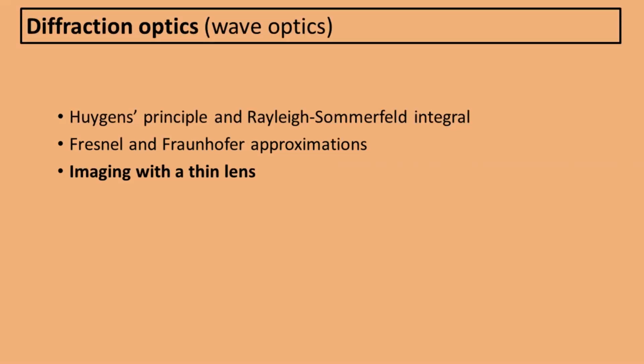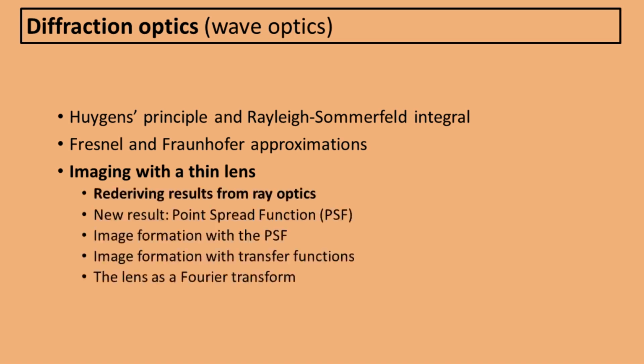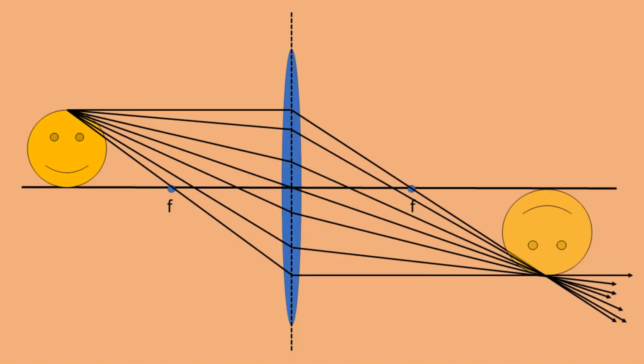Now that we know that a field can be seen as a collection of point sources and that we can make the Fresnel approximation, we can look at how we can use wave optics to describe how a lens forms an image. To start with, we will rederive some results we already know from ray optics to get some confidence in our model. Let's recall how imaging works in ray optics.